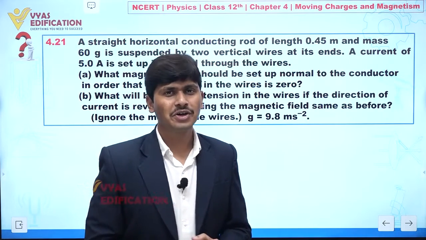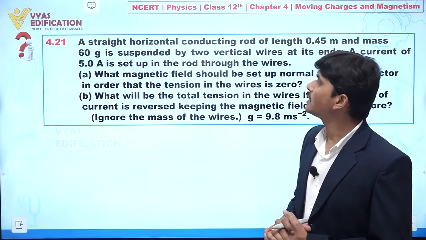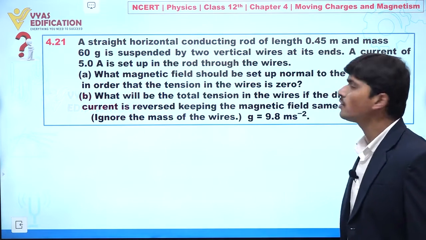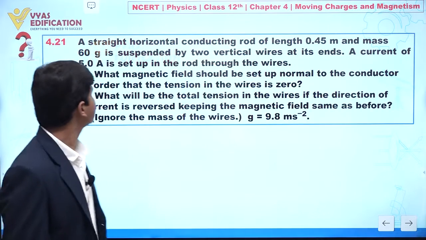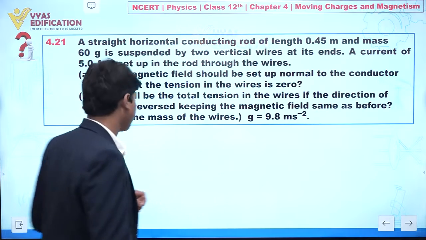Now dear student, we are going to solve question number 4.21, and in this question it is given to you, we have a straight horizontal conducting rod of length 0.45 meter and mass 60 gram suspended by two vertical wires at its end. Clear?